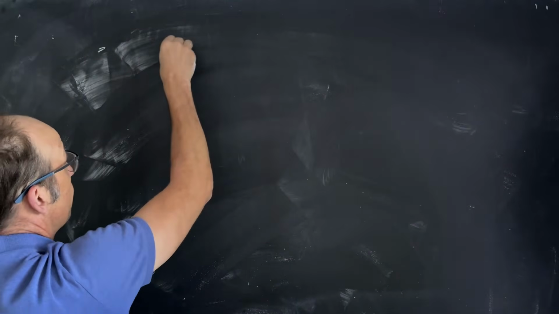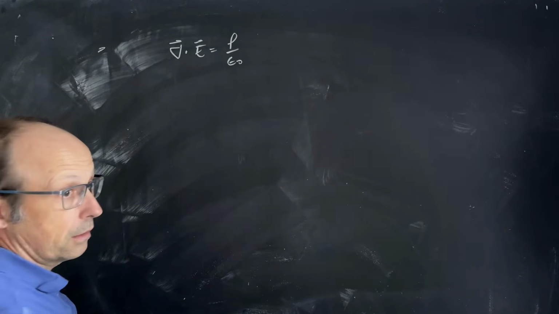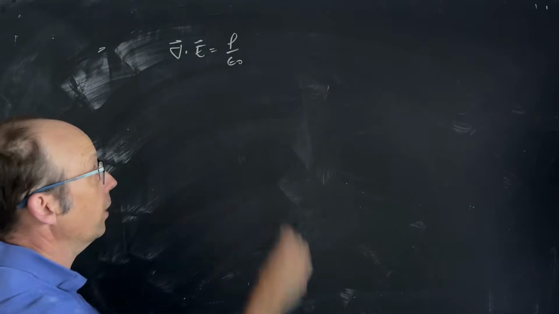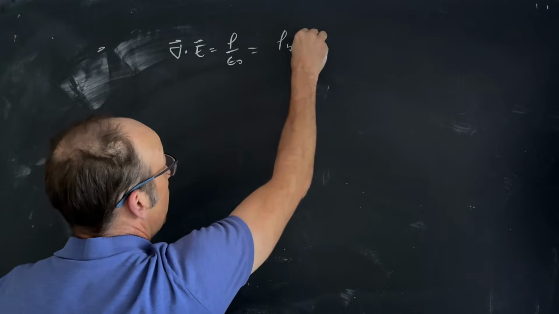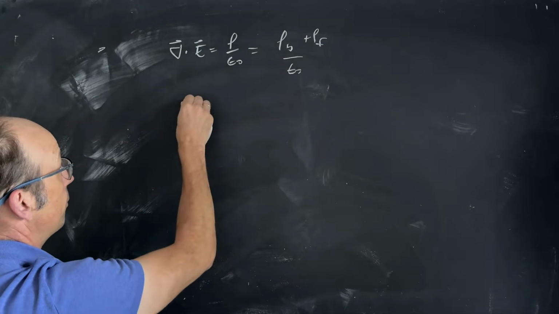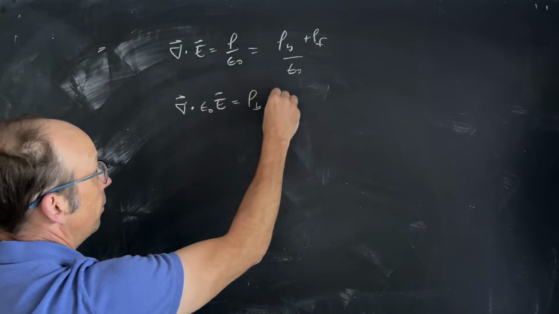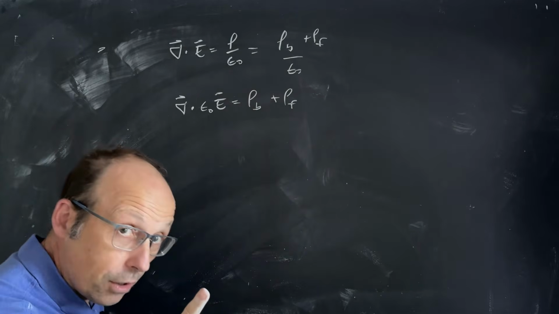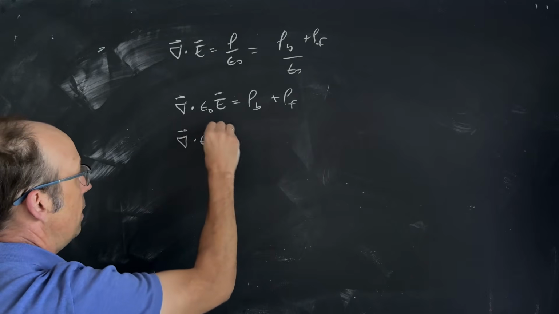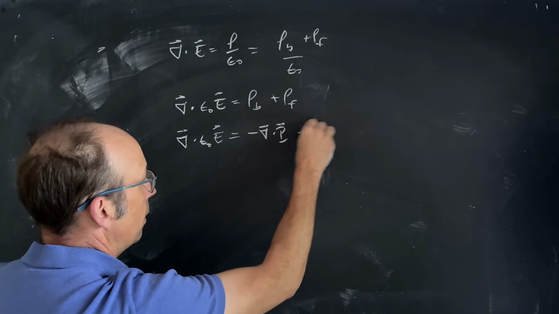So remember, this is Gauss's law. Del dot E equals rho over epsilon naught. But what if I separate the charge density into bound and free? Then I can write this as rho b plus rho free over epsilon naught. Now I can multiply both sides by epsilon naught, and I get del dot epsilon naught E equals rho bound plus rho free. Now, using what we just said about the polarization, I have del dot epsilon naught E is going to be, the bound charge is negative del dot P plus rho free.